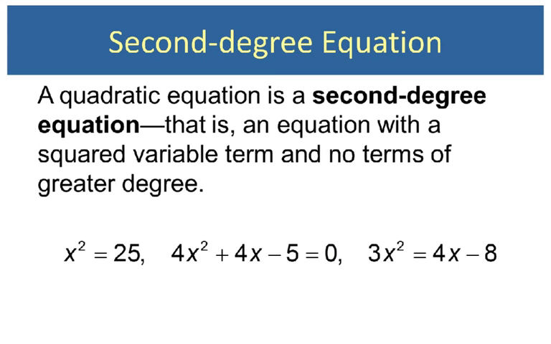A quadratic equation is known as a second degree equation. That is an equation with a squared variable term and no terms of greater degree. So this right here is a squared term, and there is no degree higher than 2. And that is what a quadratic is.